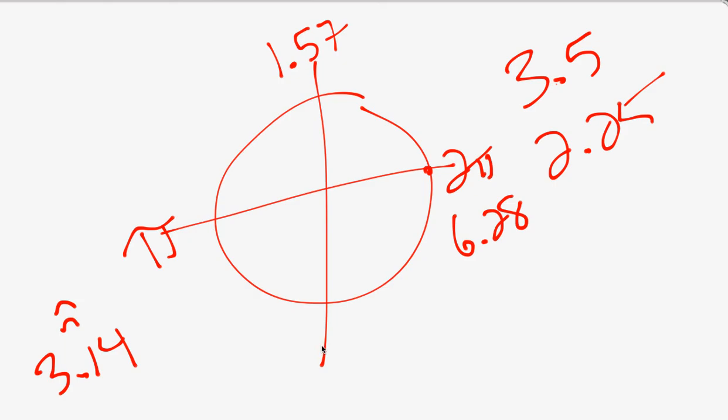So 3.5 is going to fall somewhere in this quadrant. It'll actually be pretty close to pi since it's only 0.14 and 0.5. They're not too far apart. So that's going to be quadrant 3.